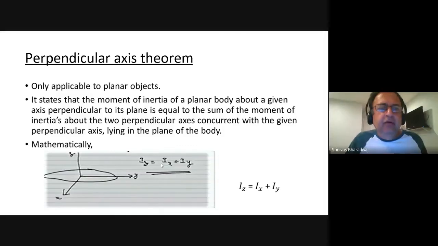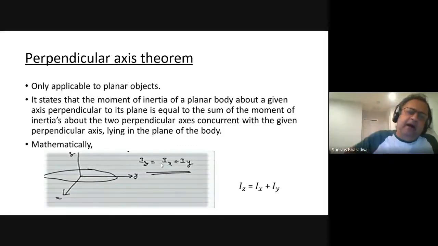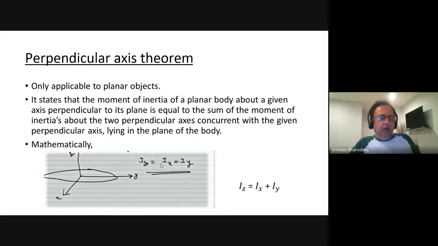Now the perpendicular axis theorem. What it tells you is, if you wanted to rotate this one like this, I'm afraid to rotate it like this because this thing will fall, right? We know about this axis. What it tells you is Ix plus Iy will equal Iz.